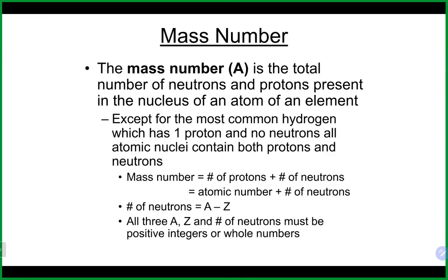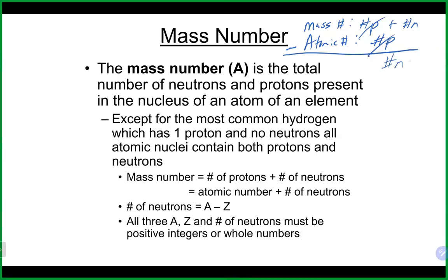Another important number is the mass number. The mass number is sometimes abbreviated with an A, and that is the total number of neutrons and protons there are in an atom. The mass number is the number of protons plus the number of neutrons. The atomic number is the number of protons, which means if I subtract those two, protons cancel, and that will tell me the number of neutrons. So if you take the mass number and subtract the atomic number, it will tell you the number of neutrons there are in that particular atom.